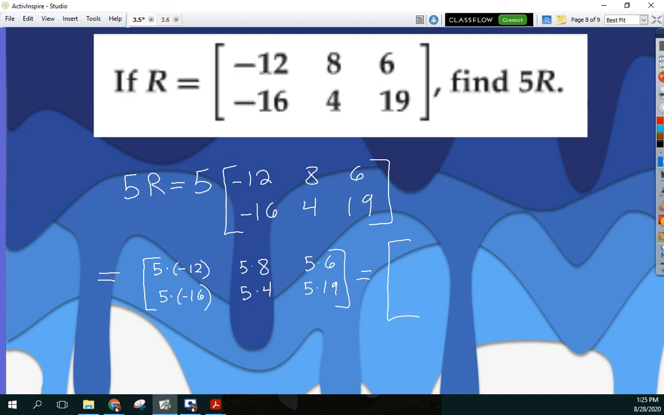So we have 5 times -12, which gives us -60. 5 times 8, which gives us 40. 5 times 6, which gives us 30. Going down, we have 5 times a -16, which is going to give us -80. 5 times 4, which is going to give us 20. And then 5 times 19, which gives us 95. And so that would be my resulting matrix.